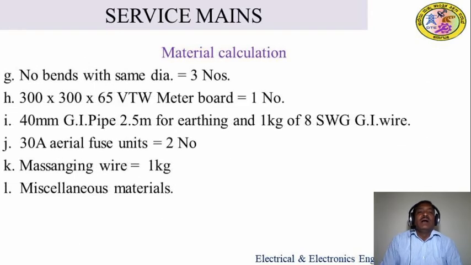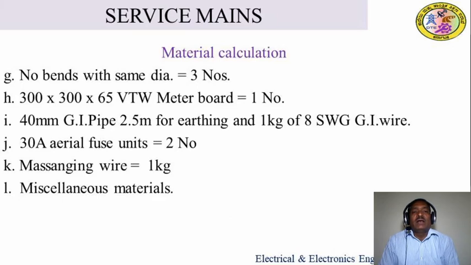Next, number of bends with the same diameter. Whatever service pipe you are selecting for providing the service pipe to the meter board, you have to select the same diameter of the pipe with the same bends. So you require 3 bends. At the top, 2 bends should be required taking it inside the service, and again it should be turned, and one more bend should be required for carrying the pipe inside the meter. So normally 3 bends should be required.